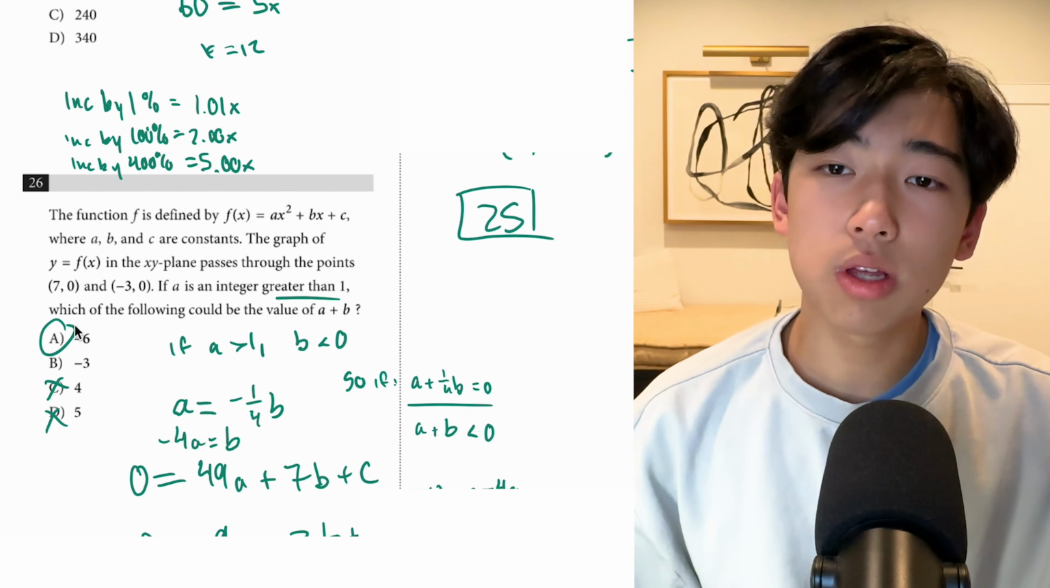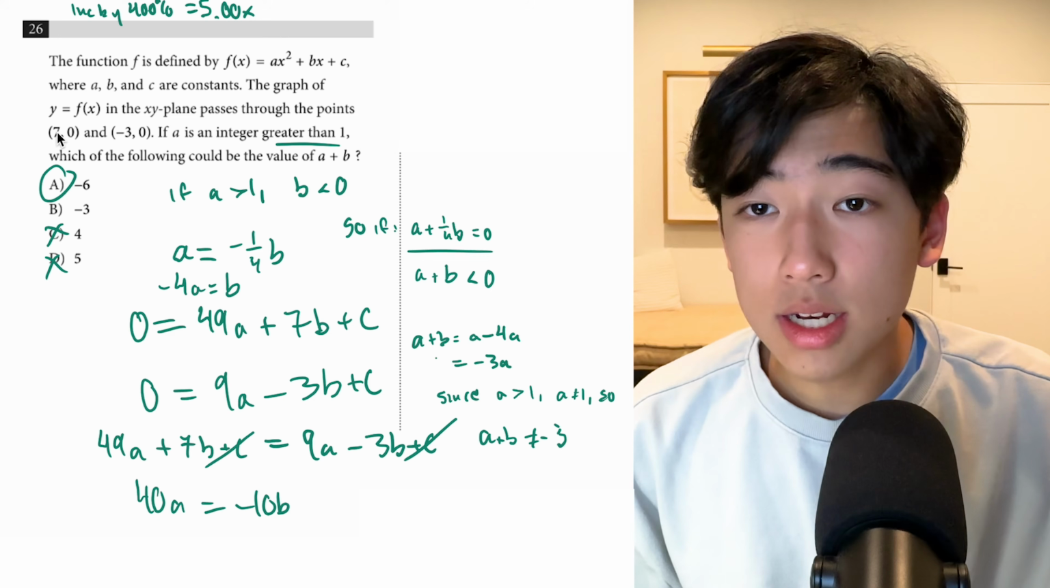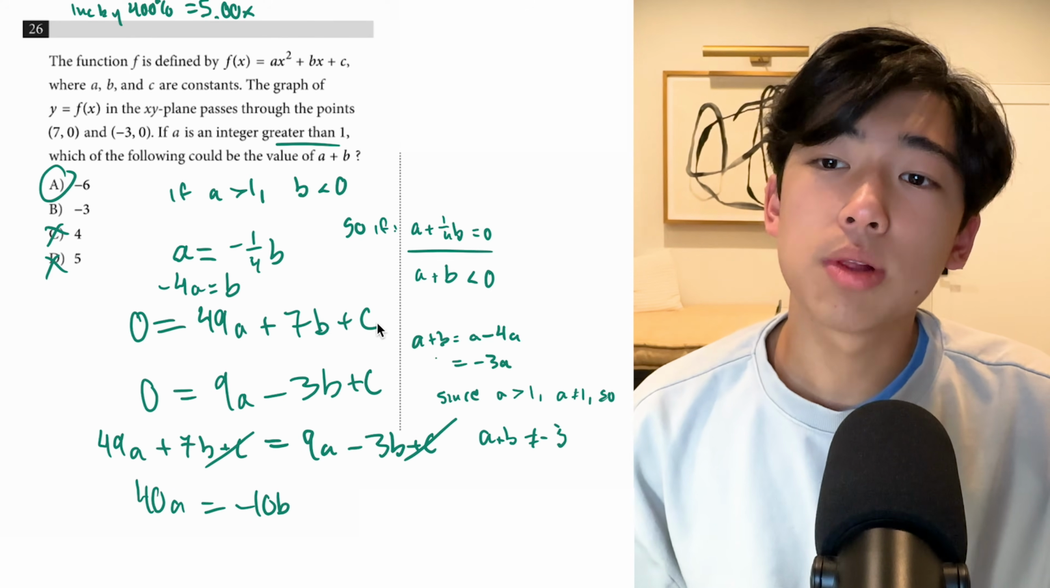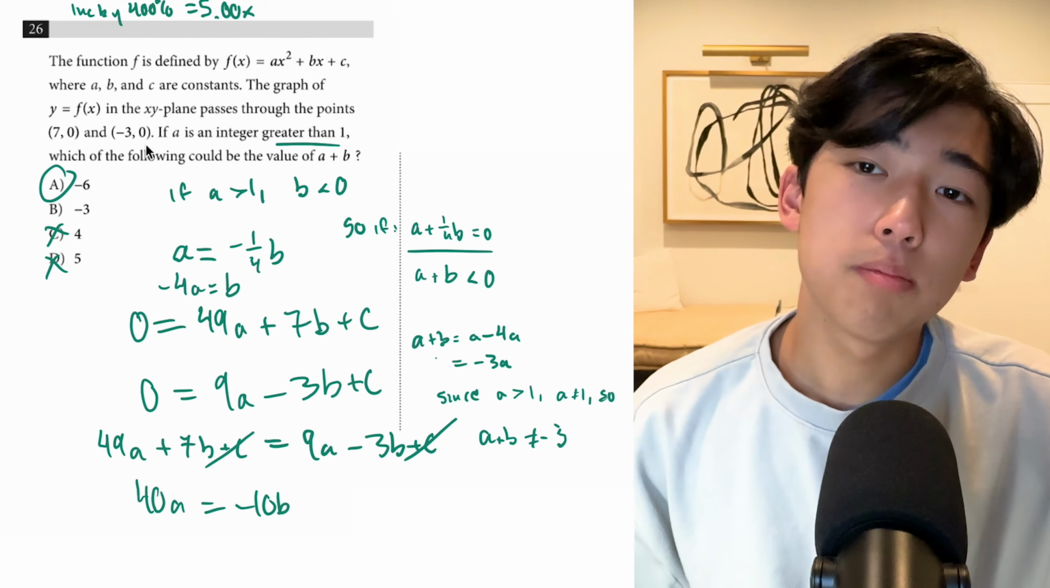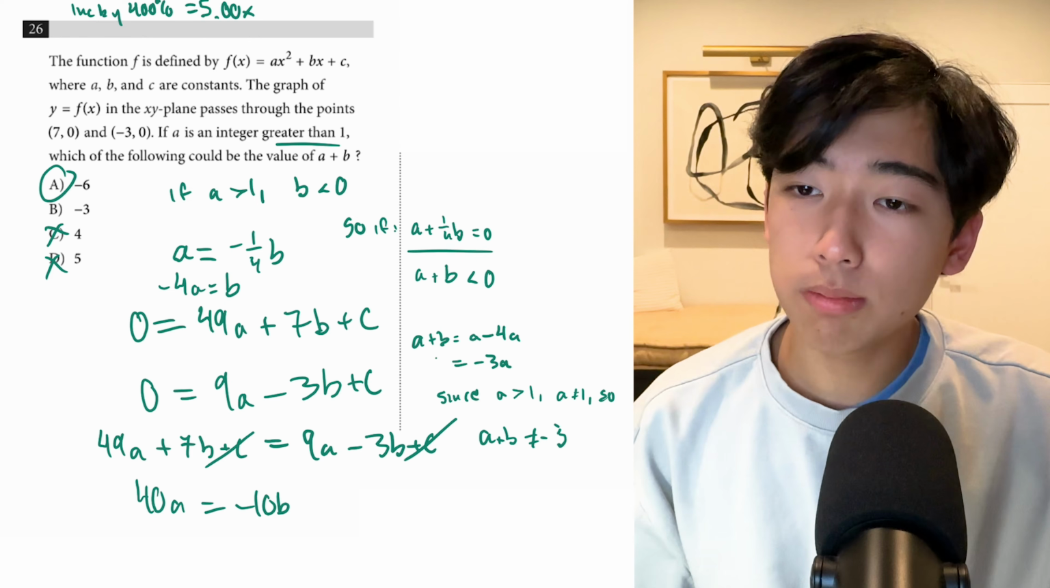So we can do the same thing with (7, 0) and (-3, 0). We can see here, if you plug in 7, you get out 0. So 0 equals 49a plus 7b plus c. And if you plug in -3, you get out 0. So you get 0 equals 9a minus 3b plus c.